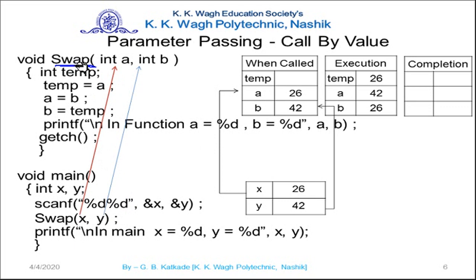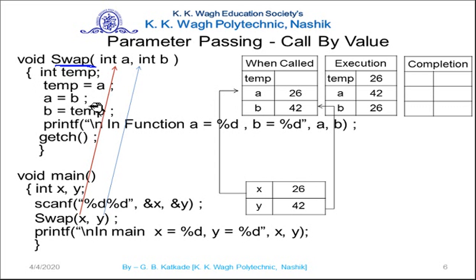Now as it is transferred, the parameters we have given here, x and y, will be given the names a and b correspondingly. When we call it, a is created, b is created, and the value given to a is the value of x, and the value to b is the value given in y from the calling function.